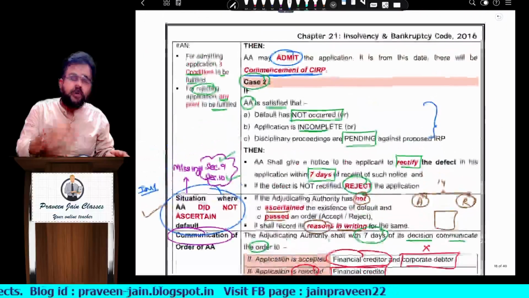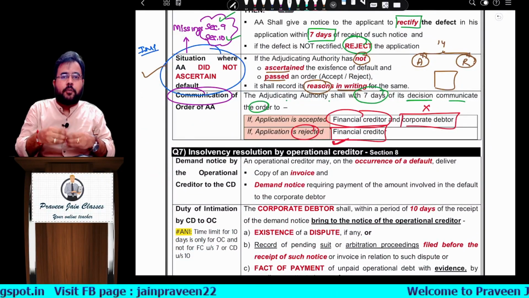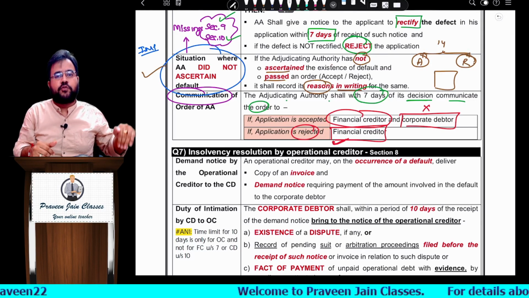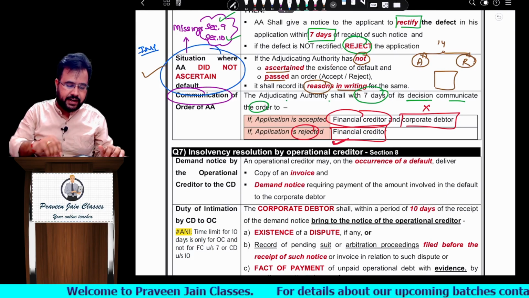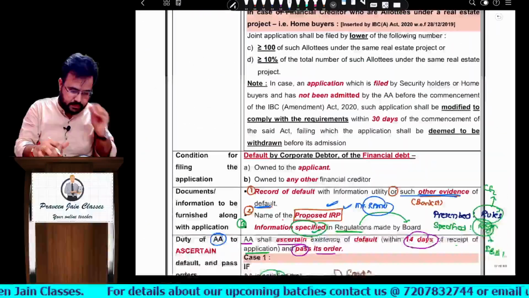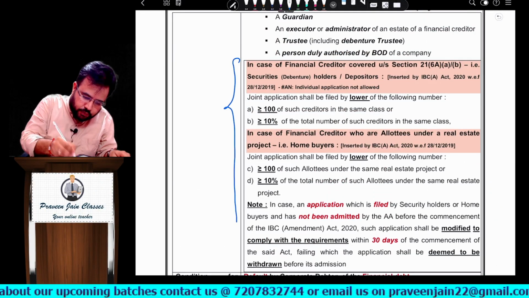Okay, and whenever you pass any order within 7 days, ensure that you deliver the copy of the order. Now, if you admit the application, to both the people; if you reject, only to the person who has made the application. That is nothing but the creditor. I hope you understood this one. Now, where is the amendment, sir? Now the amendment is with respect to this part, sir.